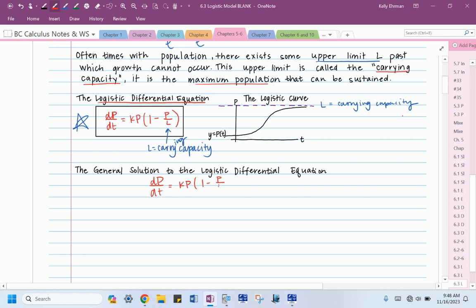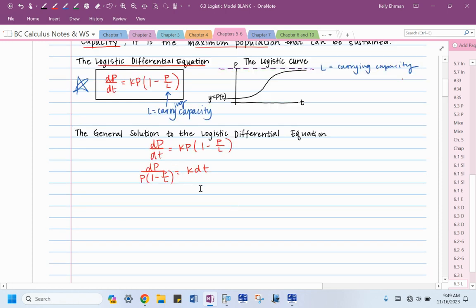Now, the only variable in this equation is P. k is a constant and L is a constant. So when I'm trying to separate my variables, I'm going to divide dP by both P and 1 minus P over L. That leaves me with k times dt. So we've done separate. Now, before we start integrating, there's a trick that we're going to work on here. U-sub is not going to work in this case. And if I distribute through the denominator, that's not going to help me either. I'm going to have something I still can't integrate.